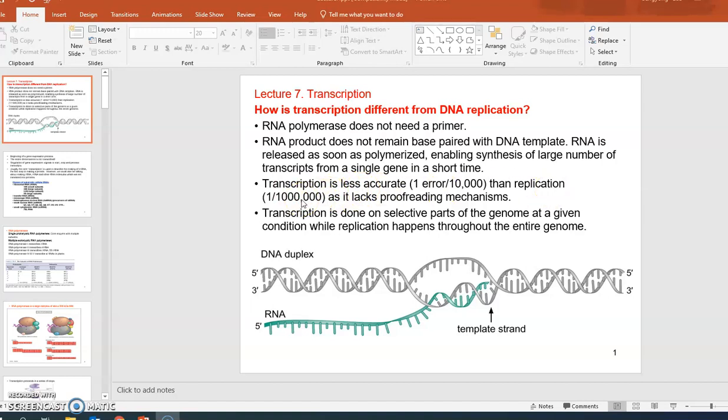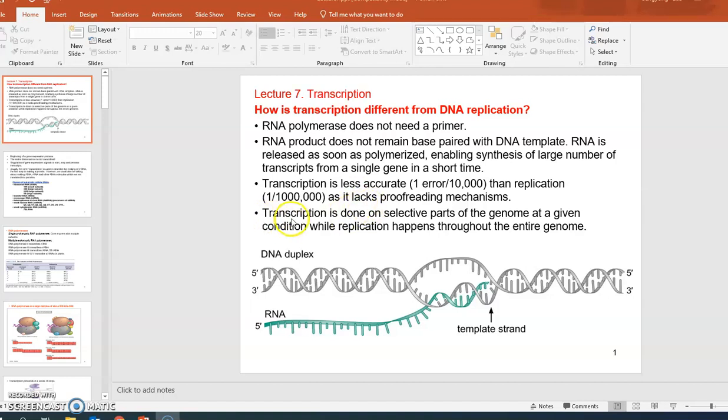Evolutionarily, that makes sense, because DNA replication needs to be very accurate. If it's not accurate, of course, you will get a mutation in your genome. But with transcription, if you make a mistake, the mRNA or whatever RNA product is transcribed is not going to be passed down to the next generation. So it's more forgiving of the mistakes the RNA polymerase can make.